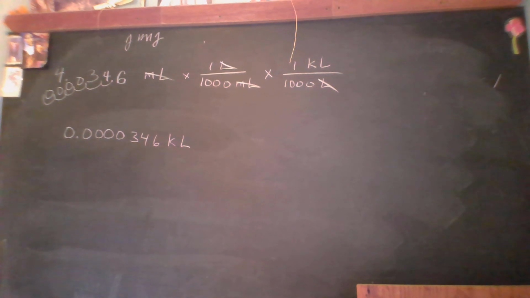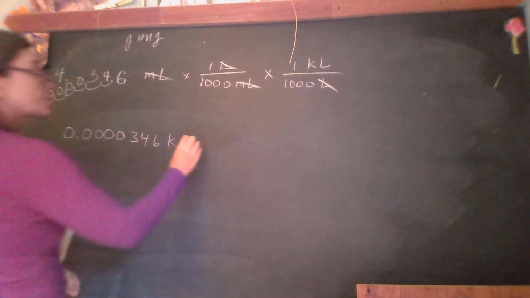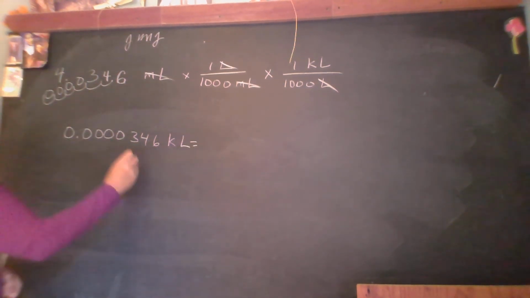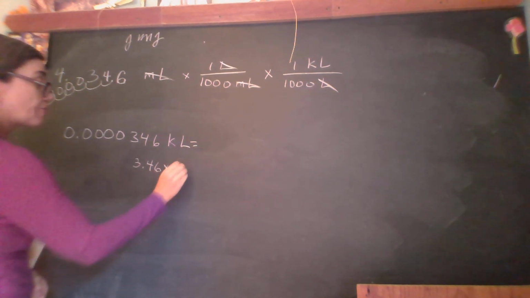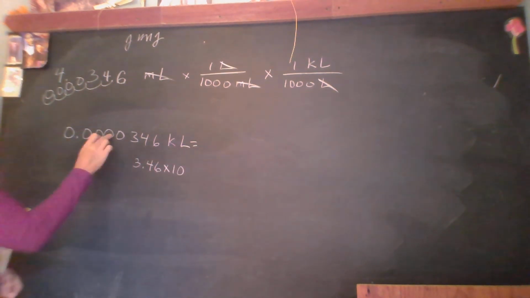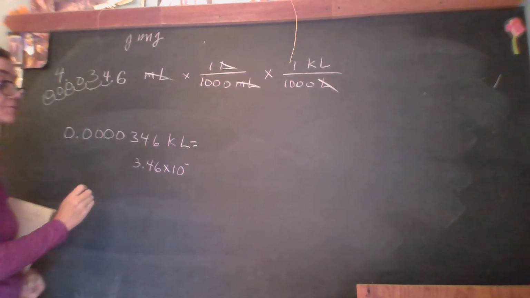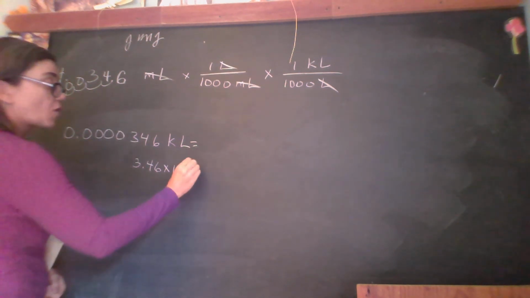How are we going to express this, Martin? You tell me. Well, actually, if we're talking significant figures, that's fine. But we're also talking scientific notation, in which case we need to multiply. We need to put that as 3.46 times 10 to the negative 5 kiloliters. Yes.